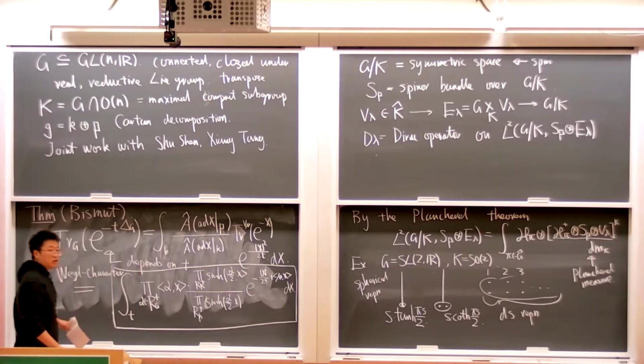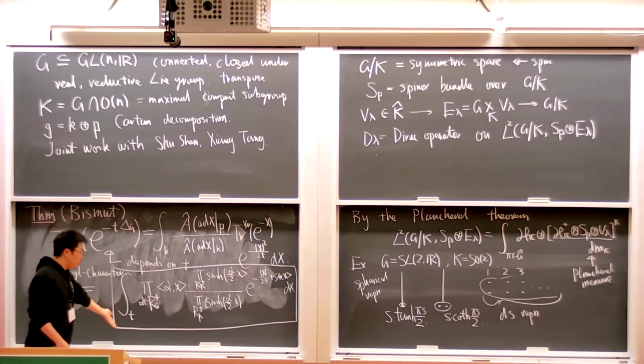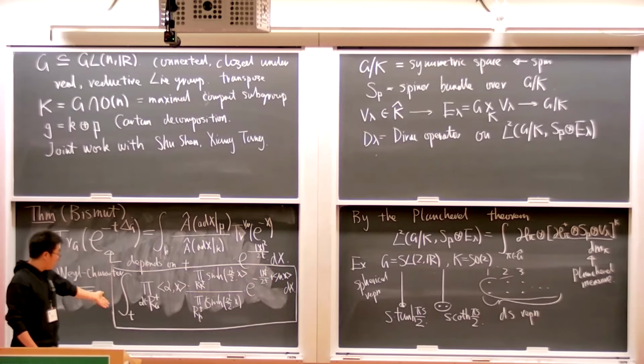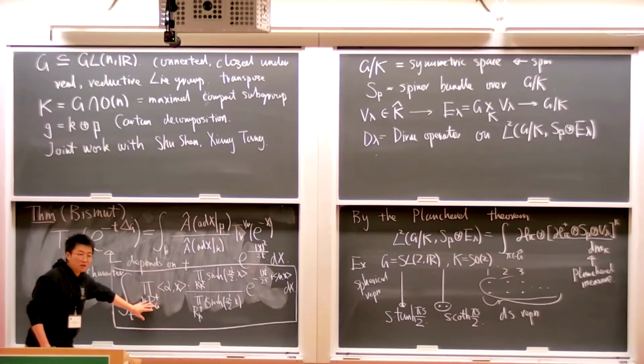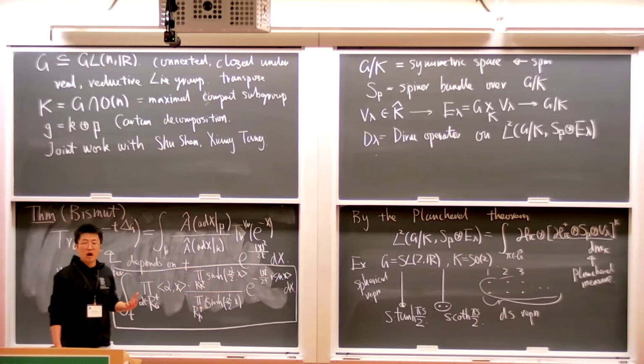This is easy. Using the Weyl character formula, you can reduce the Bismut formula, which is an integration over the Lie algebra of K, to an integration over the Lie algebra of T. So this is a polynomial term. This is some sinh term over some sinh term. Okay, let me make one comment here.